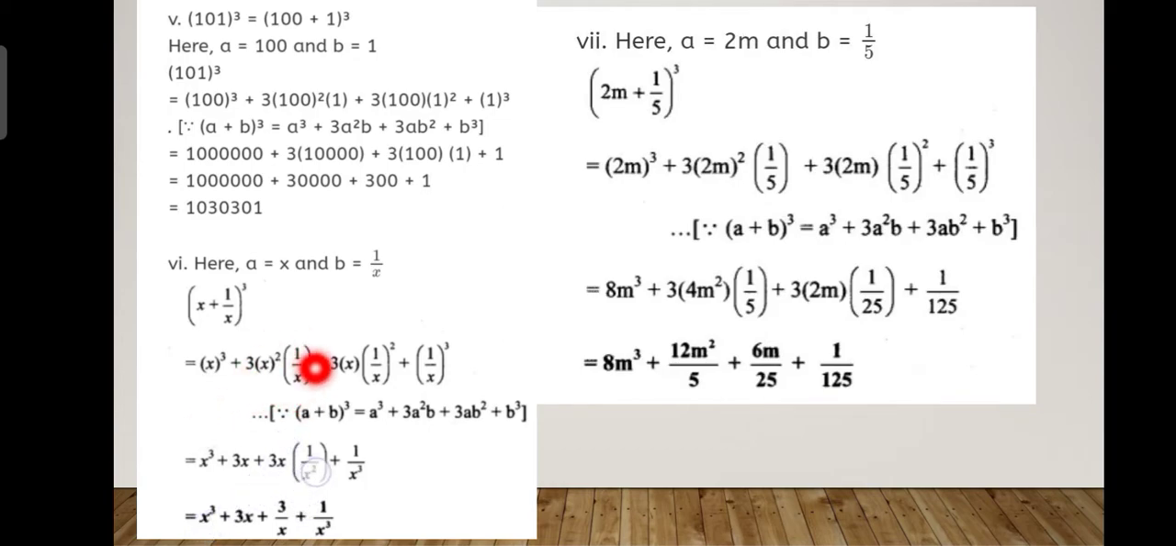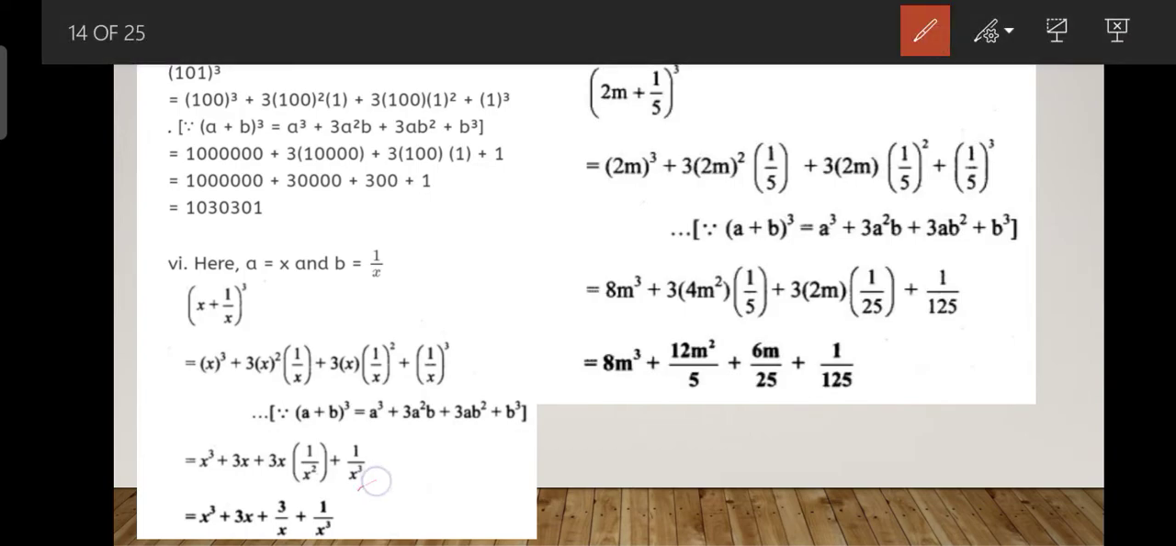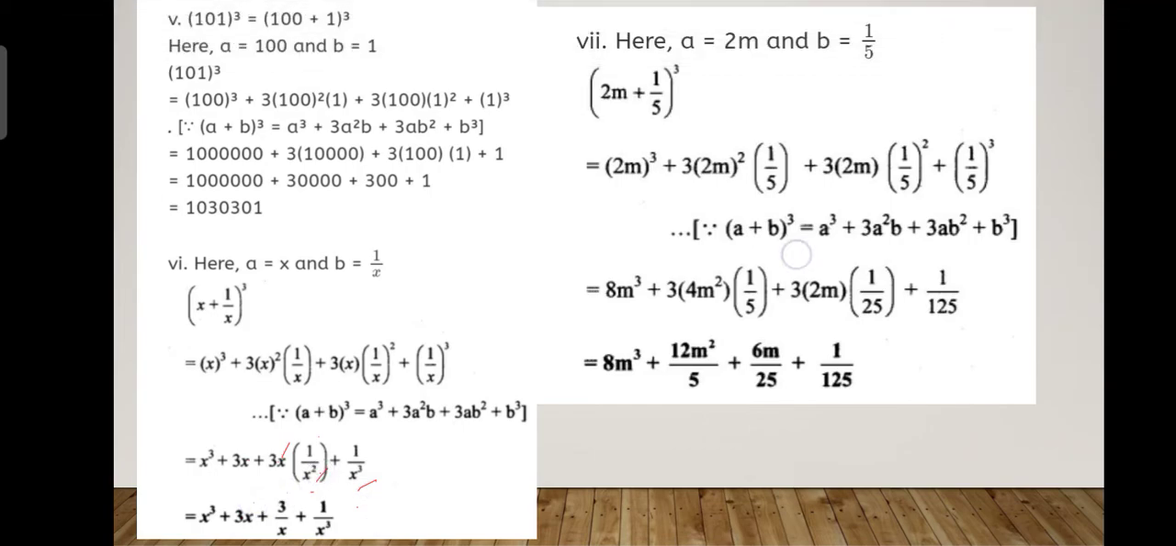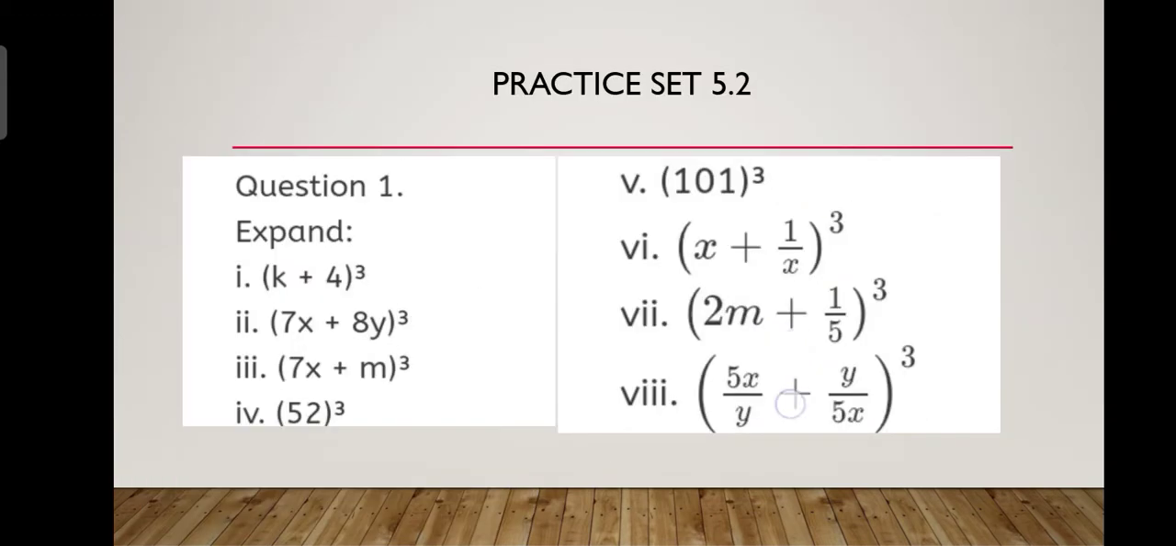So यहाँ से एक x यहाँ से एक x कट जाएगा तो नीचे कुछ नहीं बचेगा, नीचे 1 बचेगा ऊपर एक x बचेगा. So we have 3x into 1 is 3x plus 3 into x upon 1 upon x square plus 1 upon x cube. Okay. So now from here also 1x will going to get cancel तो यहाँ पर नीचे 1x बचेगा. So x cube plus 3x, तो 3 into 1 is 3 upon एक x बच गया plus 1 by x cube. Okay. Now seventh question, that is 2m plus 1 by 5 the whole raised to cube.